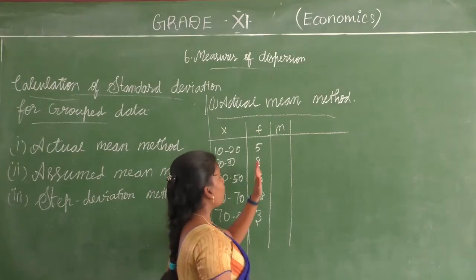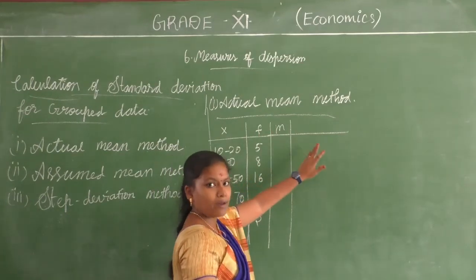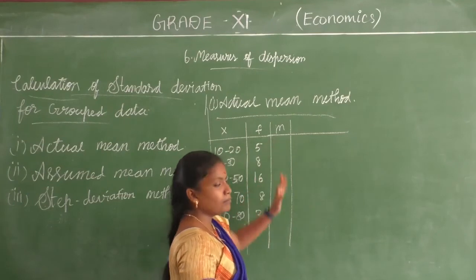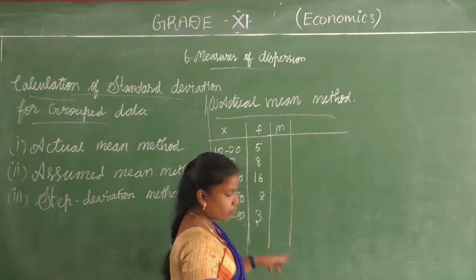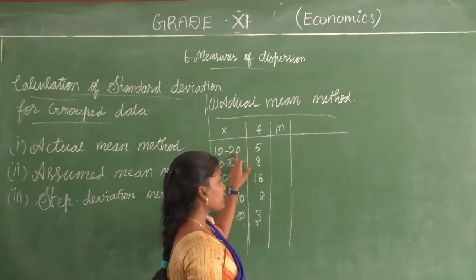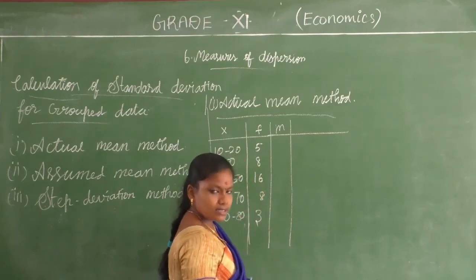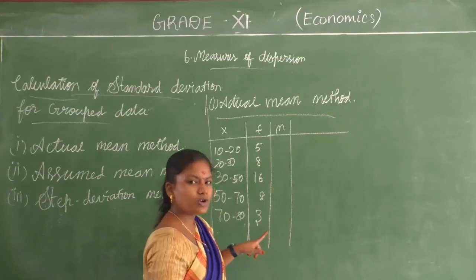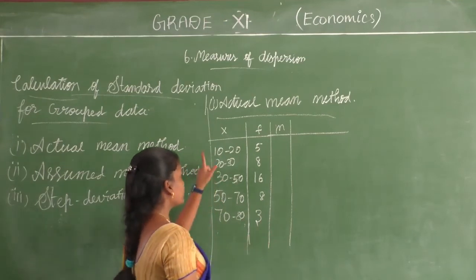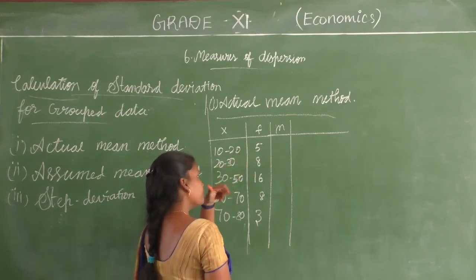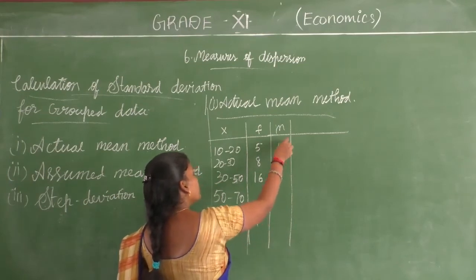So we need what? F into M. For that, first you need to find the mid value. How do you find the mid value? 10 plus 20 by 2. Upper class limit plus lower class limit divided by 2 gives your M value. So 10 plus 20, 30, 30 divided by 2, 15.